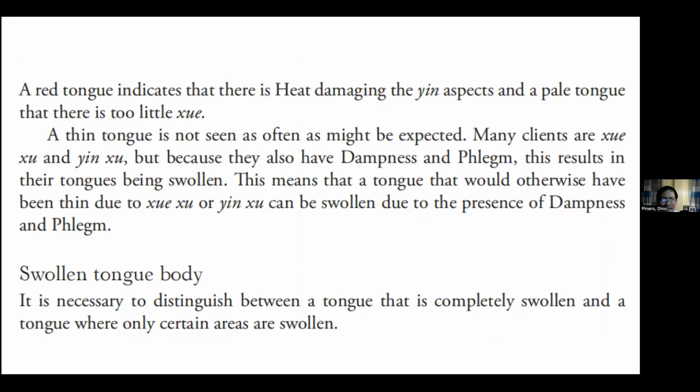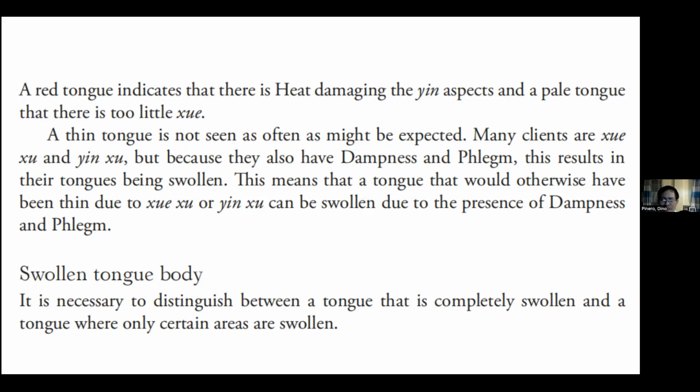A red tongue indicates that there is heat damaging the yin aspect. So ang heat po dito, dinadamage na yung yin aspect, causing the pag-thinning ng tongue. And sabi nga doon sa next picture, yung pale tongue, that there is too little blood naman, which causes the pagnipis ng tongue. A thin tongue is not seen as often as might be expected. So hindi siya gaano kadalas na nakikita.